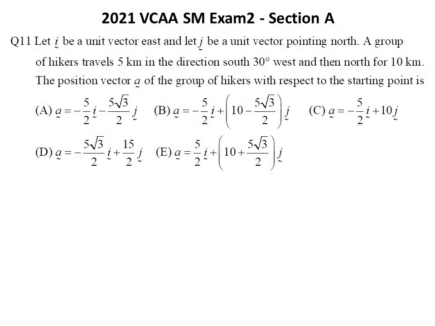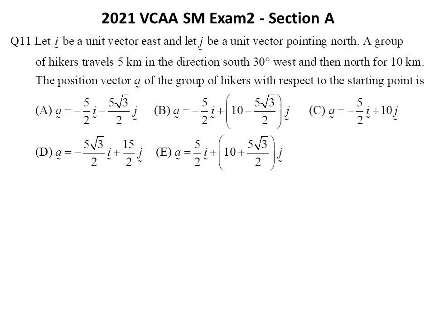Welcome to this VCAA Specialist Math exam paper series. This is section A of the 2021 exam 2 paper. There are a total of 20 multiple choice questions in section A and 6 extended response questions in section B. In this video, we will present questions 11 to 15 in section A.